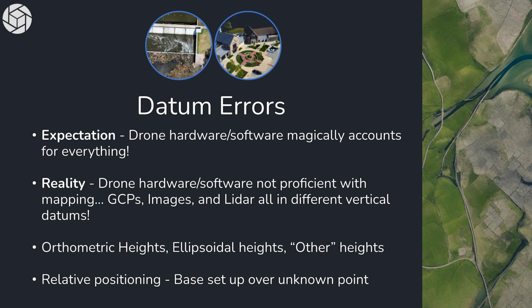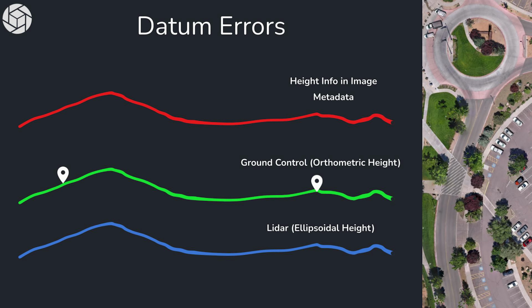First issue that we'll show, datum errors. Everyone thinks, well, I bought a $40,000 system, my photogrammetry is going to come in aligned with the LiDAR. Now, it very rarely happens. So a lot of times we'll see a situation like this where you have three different height sources of information or height data. You've got the LiDAR that might be on ellipsoidal height.